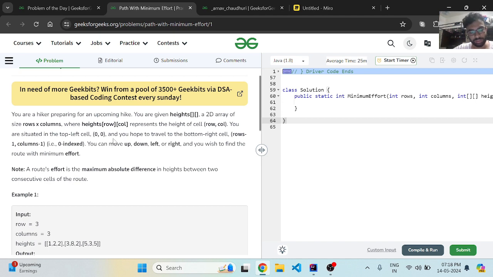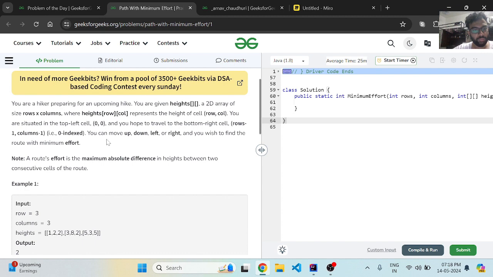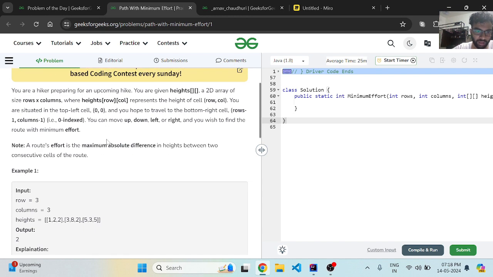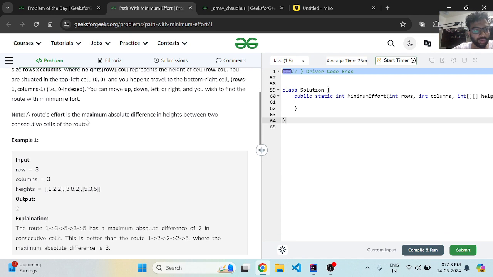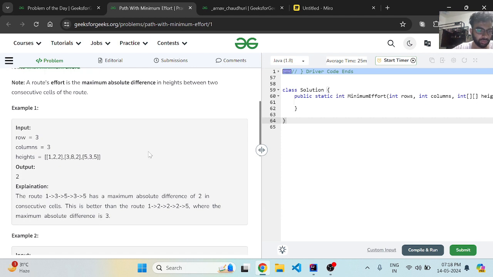That means the rightmost bottom cell. We can move either up, down, left or right, which means we can move in all directions. And you wish to find the route with the minimum effort. The effort of a route is the maximum absolute difference in heights between two consecutive cells of the route.